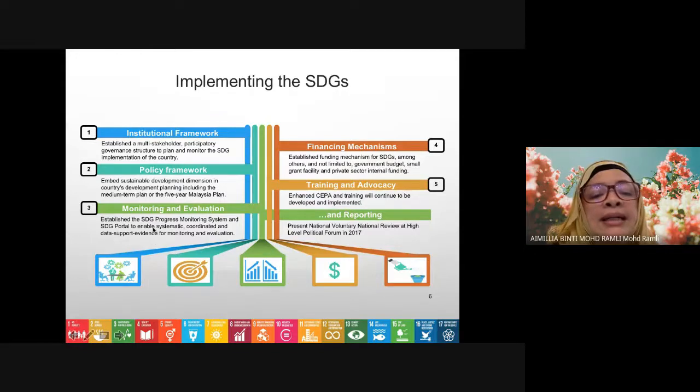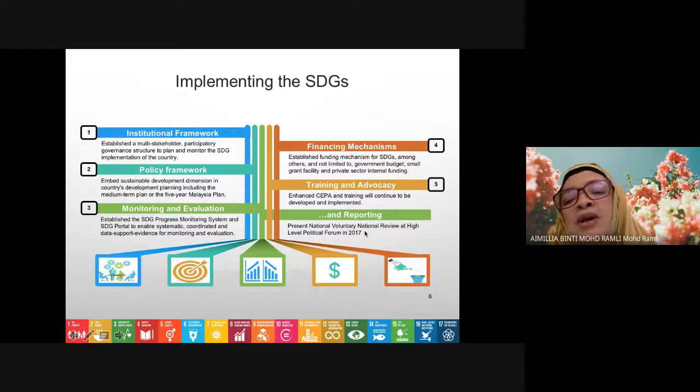So they will monitor and evaluate, establish the SDG progress monitoring system and SDG portal to enable systematic, coordinated, and data support evidence for monitoring and evaluation. And then financial mechanism, we need to establish funding mechanism for SDG. Where does the money come from, among others, and not limited to government budget, small grant facility, and private sector internal funding. So we are looking also at overseas funding for our SDG programs. So enhanced CEPA, SCEPL, and training will continue to be developed and implemented.